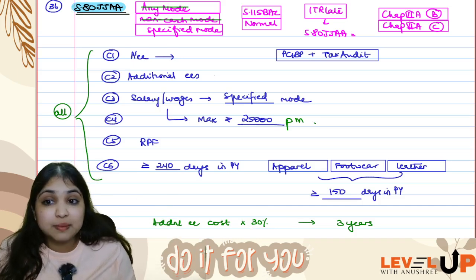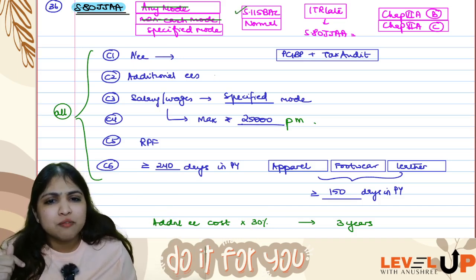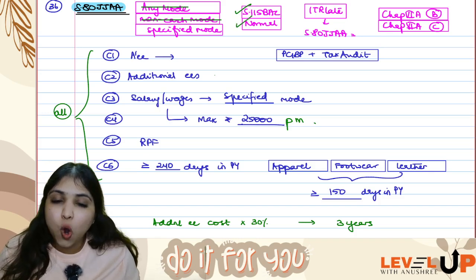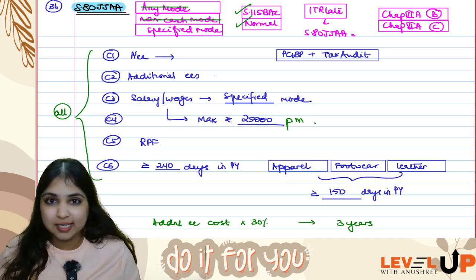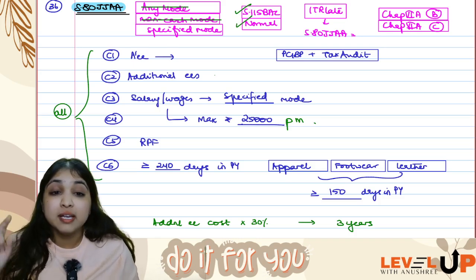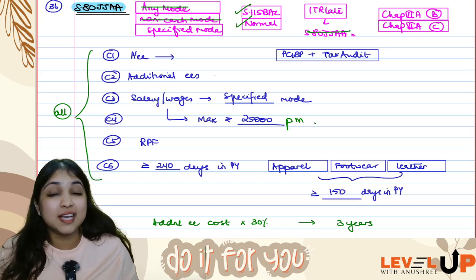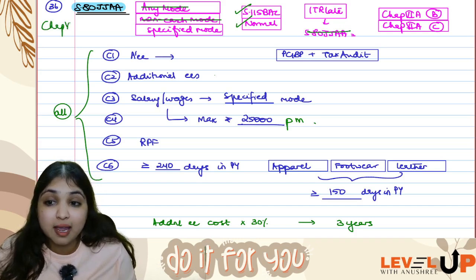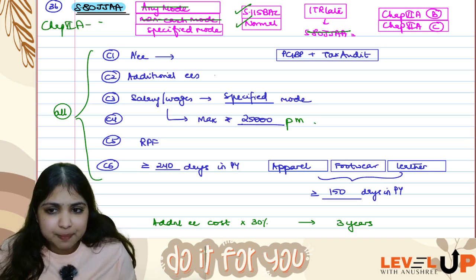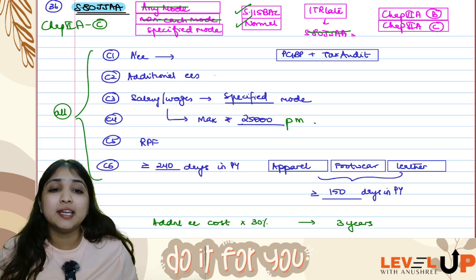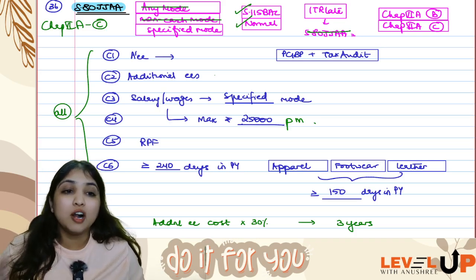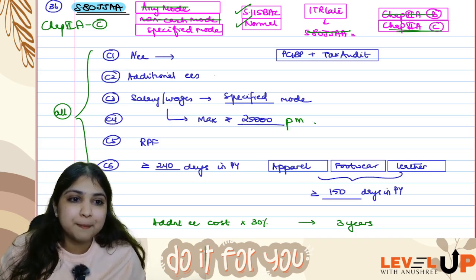Now, 80JJAA is a section which you will enjoy whether assessee is following 115BAC or normal regime. In both you will enjoy 80JJAA. However, if assessee files ITR late, then you will not get 80JJAA because 80JJAA comes under chapter 6A part C. Any chapter 6A part C section you will not get if assessee is filing ITR late. Alright, so 80JJAA is a chapter 6A part C section.